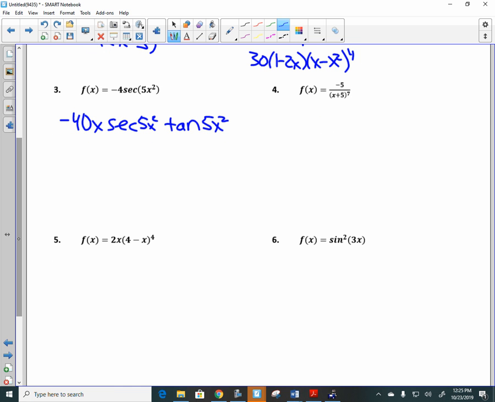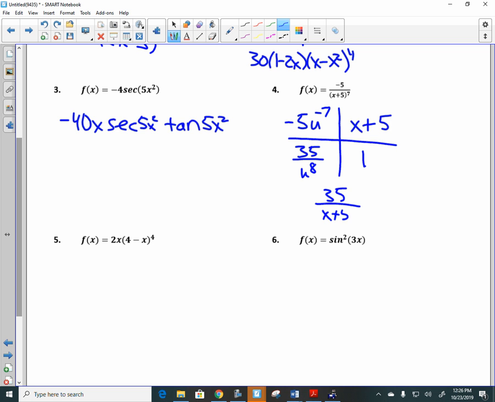Then you have this situation where you might say, oh, that's more challenging, so I'll set up the boxes. What's the outside? Negative 5u to the negative 7th. What's the inside? What's the derivative of the inside? Do you understand when the derivative of the inside is 1, that doesn't have any impact on the answer, does it? So from the very beginning, you can see that this derivative is going to be 35 over u to the 8th, or simply 35 over x plus 5 to the 8th power.